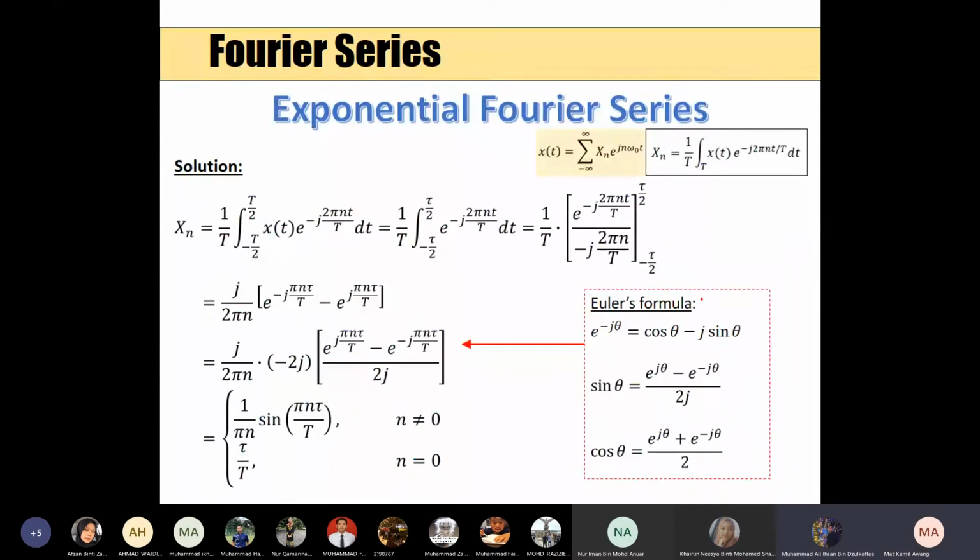So this is the solution. X of n is equal to 1 over T integration from minus tau over 2 to tau over 2 of x of t e to the minus j 2 pi n t over T. So you go through the integration, right? So you get this, and for this part, you use the Euler formula. It can be written as this.